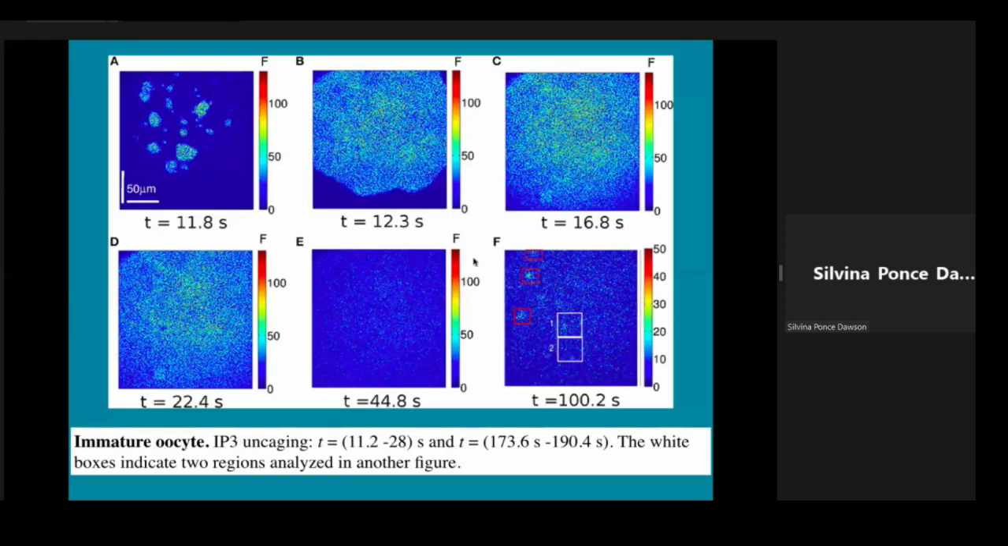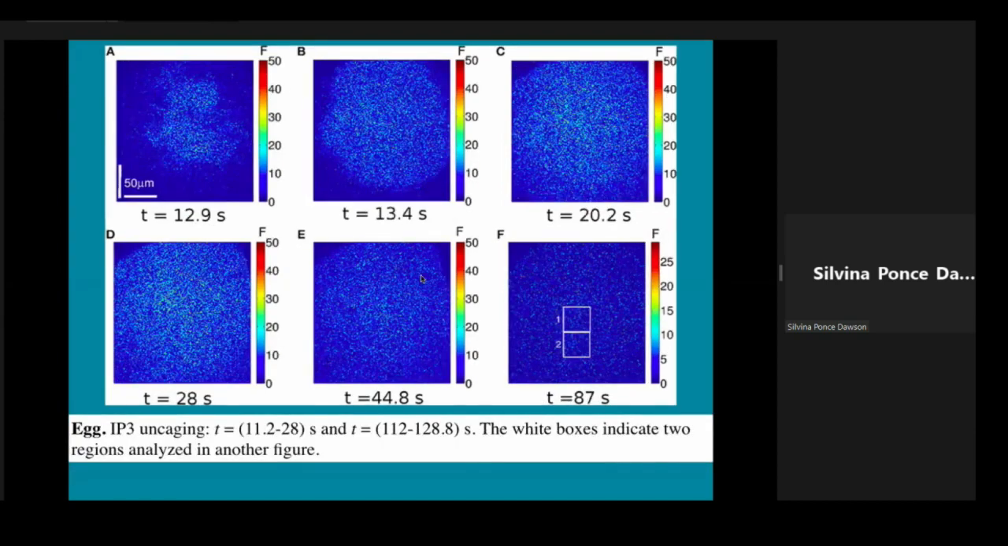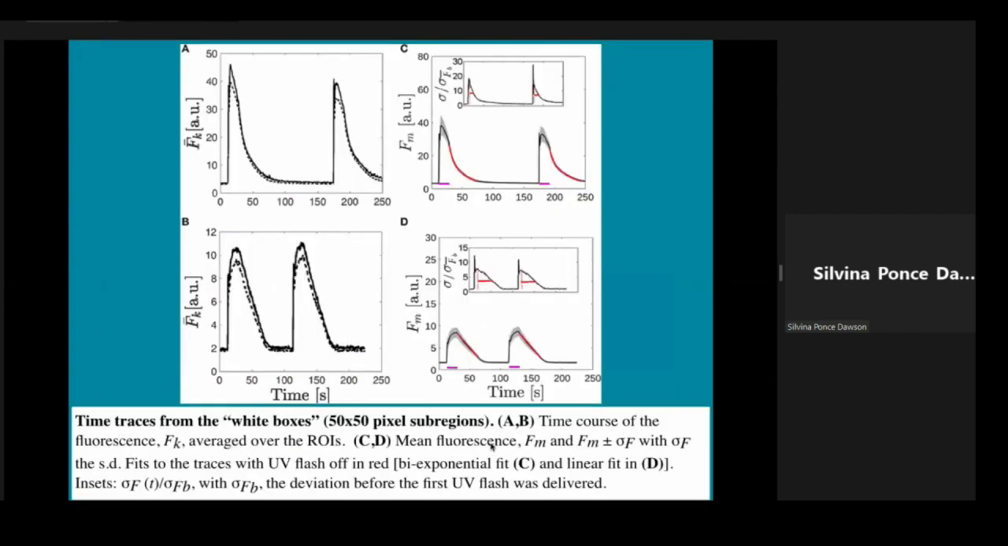And these are some snapshots of the experiments done in the oocyte with the very localized release of calcium. And then this is some time in between the 2 UV flashes that we applied, and you see that there are these puffs that suddenly arise, and we didn't see that in the egg. So these oocytes matured with progesterone.